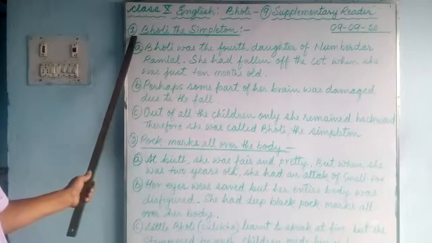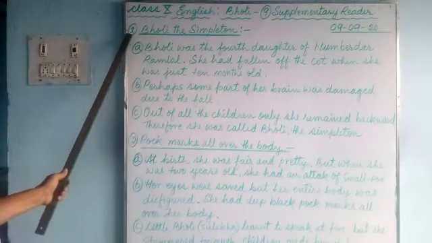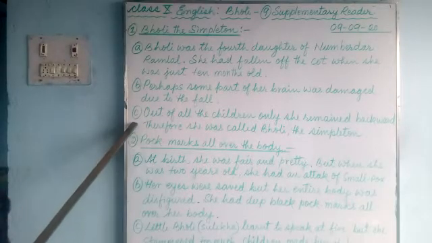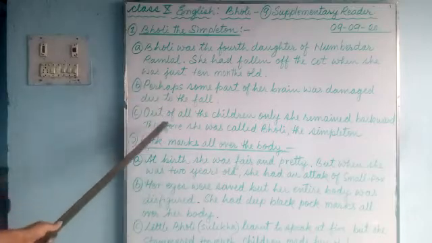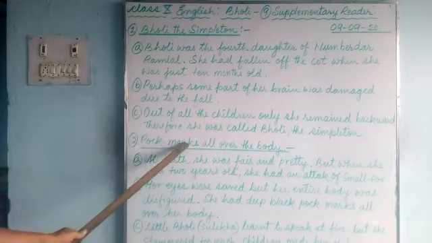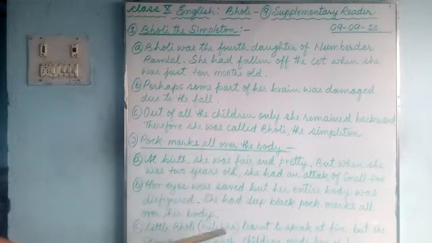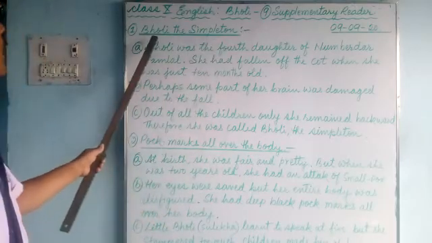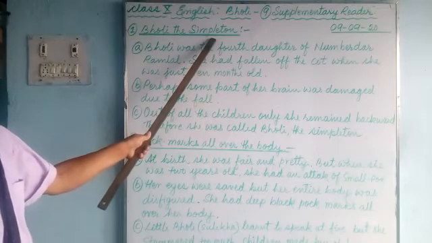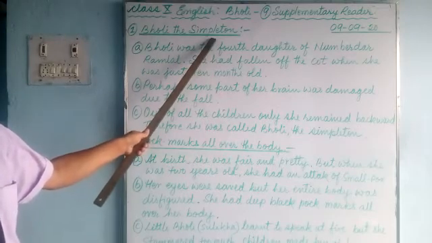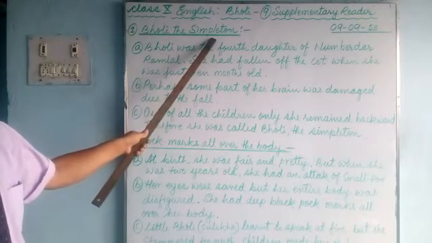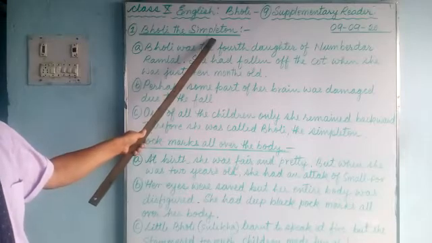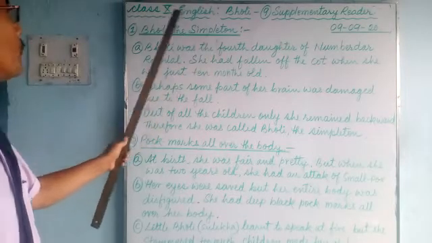Number 1 part has been divided into 1, 2, 3 parts, and that is subdivided. Number 2, pox marks all over the body. So now we'll talk about them one by one. Bholi the simpleton. Simpleton means unable to use common sense, very, very simple, just like an innocent child.